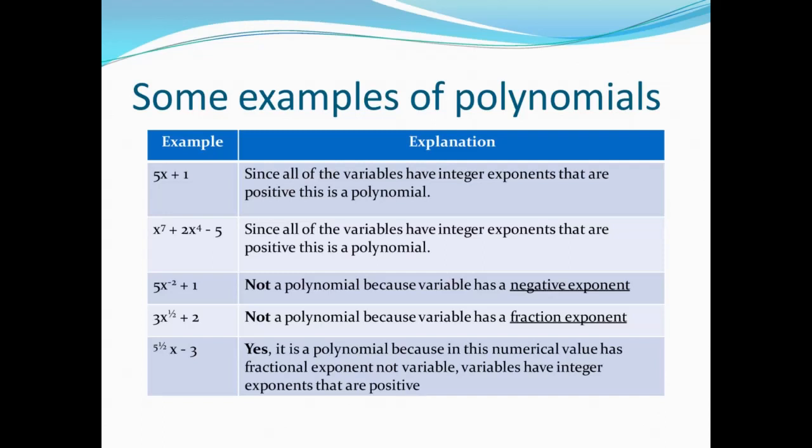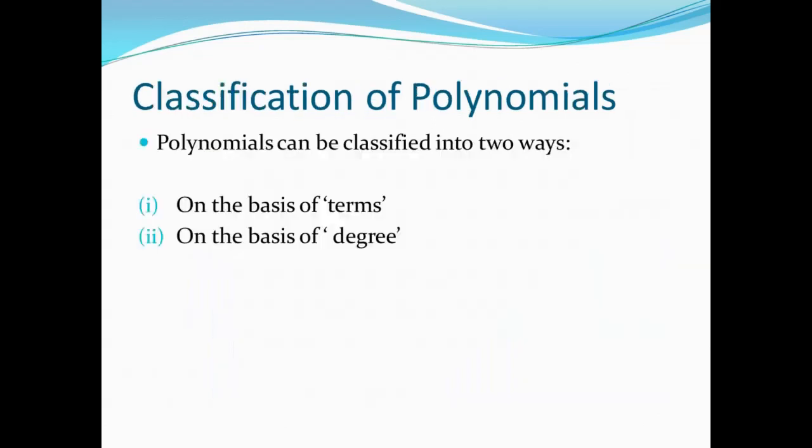Similarly, in the fourth example, 3x to the power 1 by 2 plus 2. Is it a polynomial? No, it is not a polynomial because the variable has a fractional exponent. Coming to the last example, 5 to the power 1 by 2 into x minus 3. Is this a polynomial? Many of the students will say no, because it has a fractional exponent. But I say yes, it is a polynomial, because the restriction is upon the variable, not on any numeric value. In this chapter, we are going to deal with polynomials in one variable only.